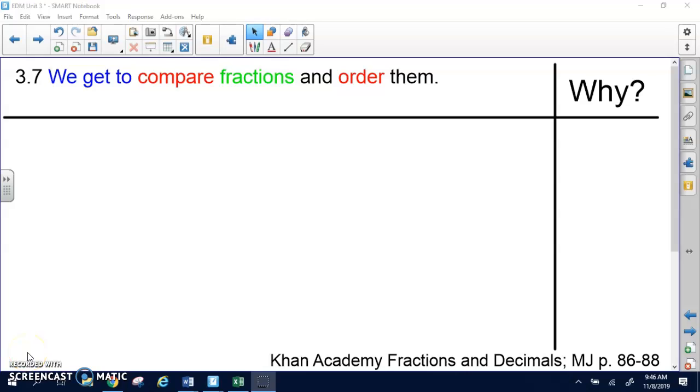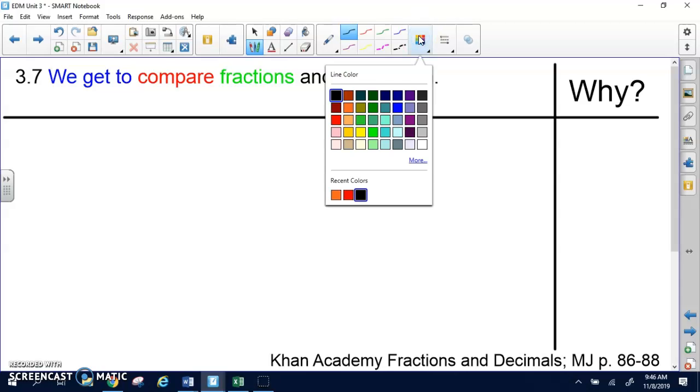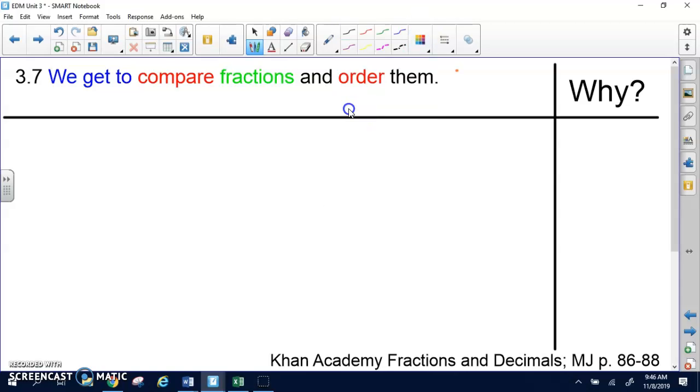Today we get to compare fractions and put them in order. I like what most of you did with using the pictures to help you draw this out. Why would we want to understand how to compare fractions and put them in order? How could that be helpful?